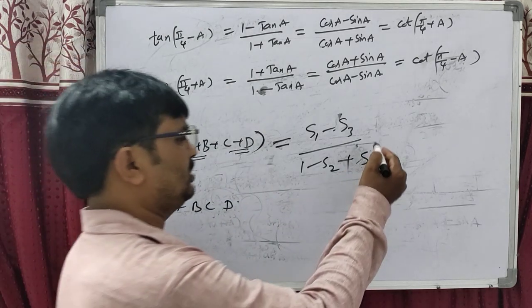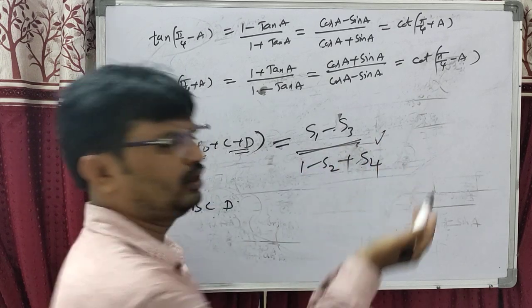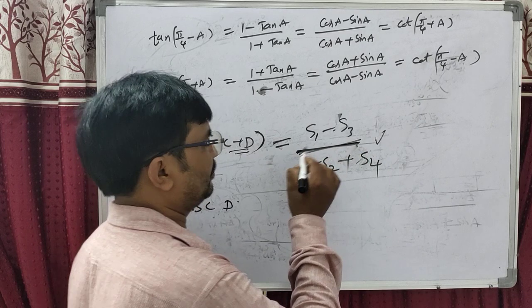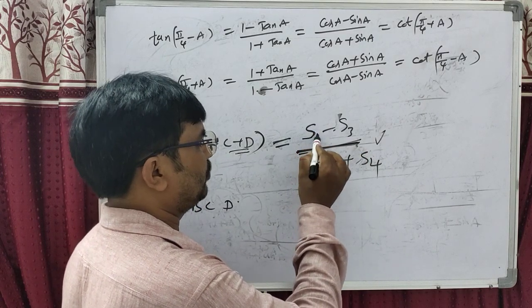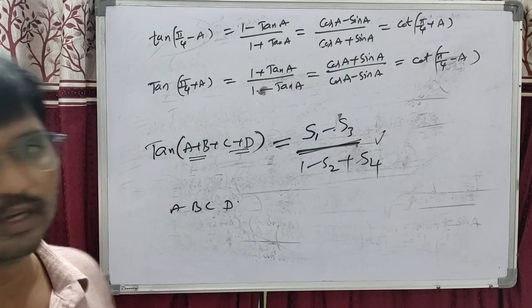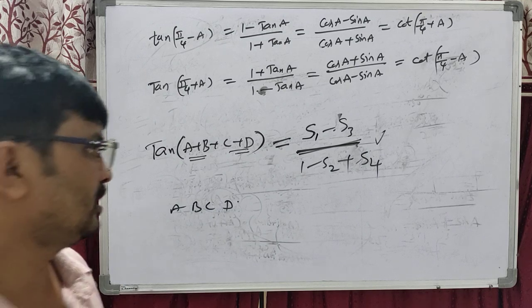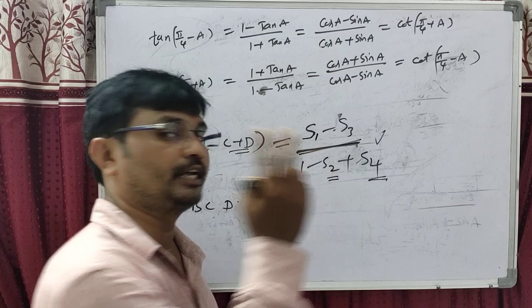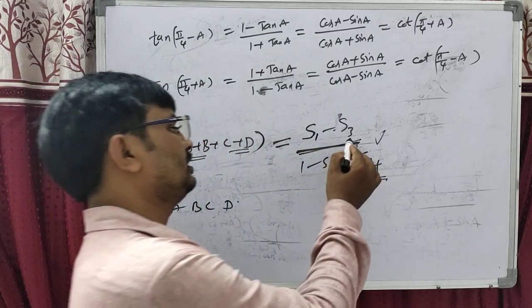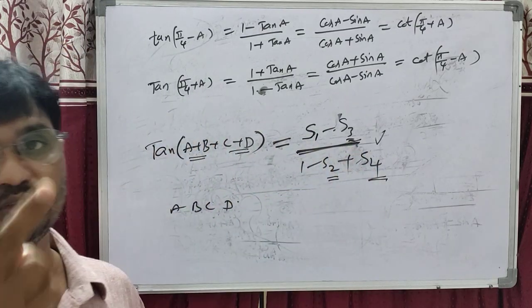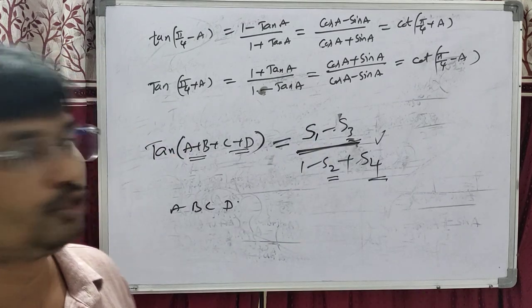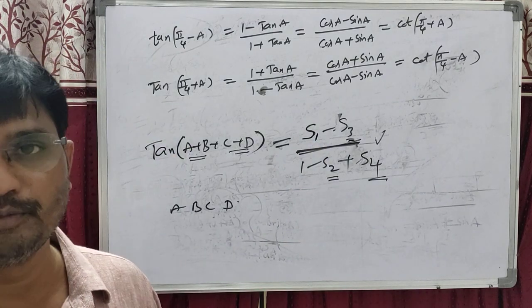This is the formula, students. You can just remember it; we don't use it anywhere, but you should know it. S1 minus S3 by 1 minus S2 plus S4. S4 is the product of all, S2 is the sum of products taken 2 at a time, S3 is the sum of products taken 3 at a time, and S1 is the sum of all. Okay students, this is today's lesson about compound angles.